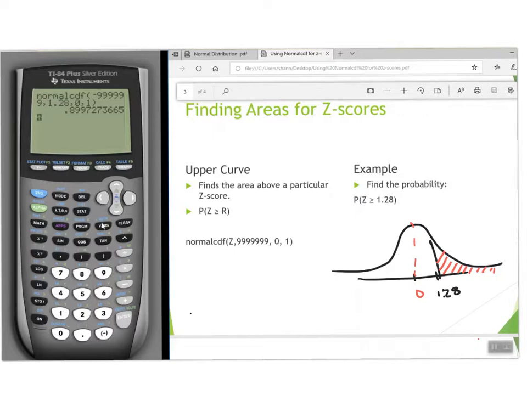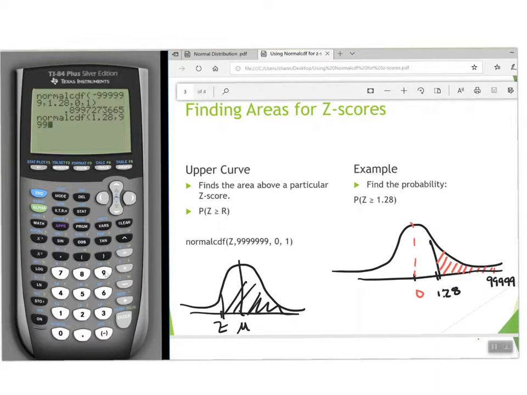Second, bars, normal CDF. This time my lower bound, looking at the picture, the lower bound is at where? 1.28. So I'm going to start it at 1.28. Nothing's lower than that on this curve. Comma. My upper bound goes to positive infinity. Again, my calculator can't handle that, so I put a whole bunch of 9s in there for it. However many you want to. Comma. Mean is at 0. Standard deviation is at 1.